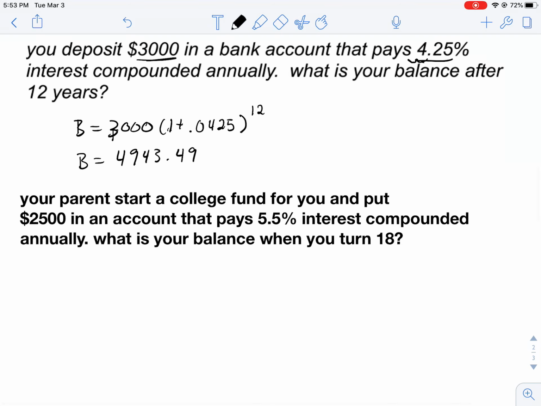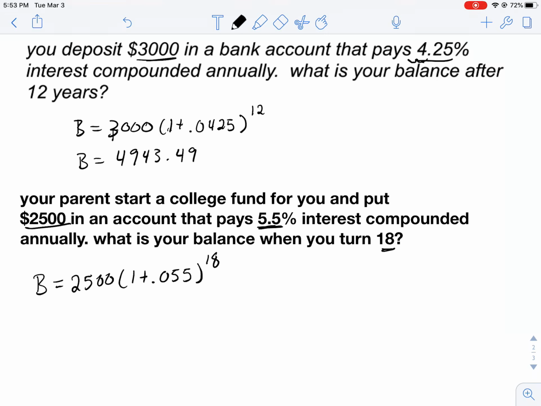One thing about how this works in investments: some people will set up a college fund. So let's say your parents start a college fund for you and put $2,500 into savings. So it's going to be compound interest. We're going to use our formula B equals P times 1 plus R to the T power. Here our principal is $2,500. We times that by 1 plus our rate. I'm going to convert that 5.5% into 0.055. And then our years, our T, is going to be 18.